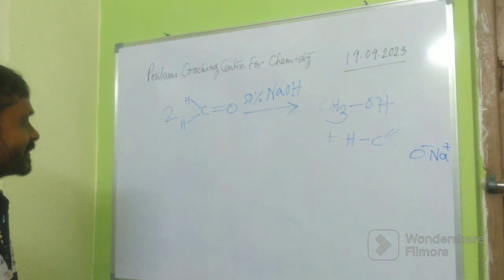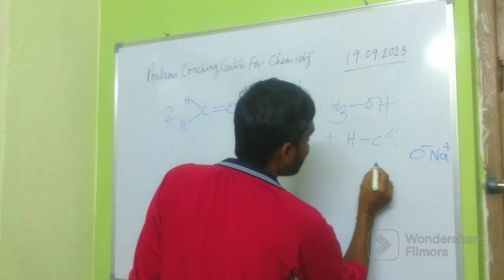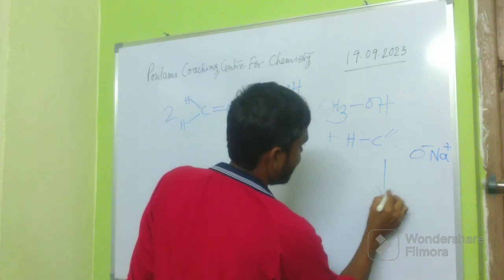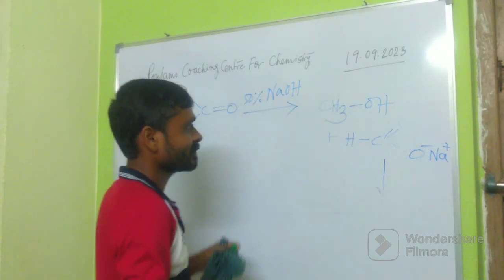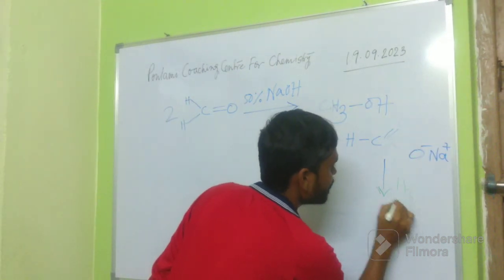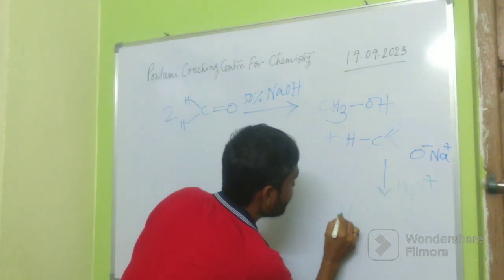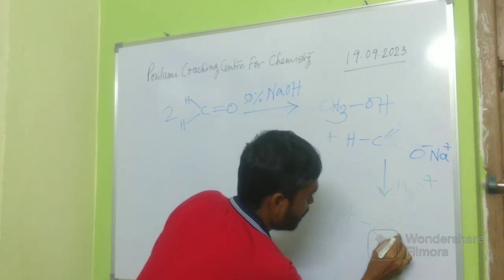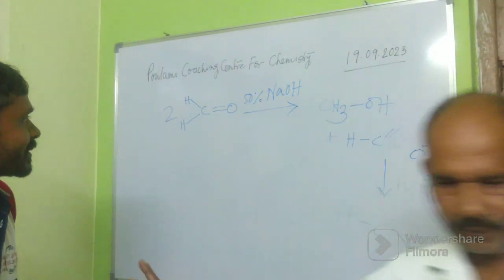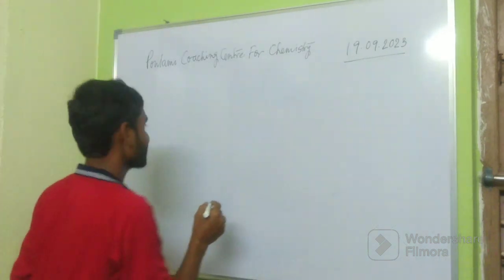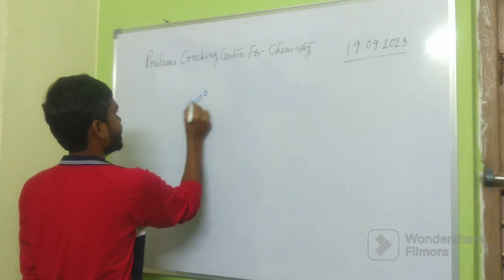Another example. If we acidify the sodium formate with dilute HCl, in the presence of dilute acidic solution, H3O plus, it will be converted to formic acid. Now the mechanism, with formaldehyde.